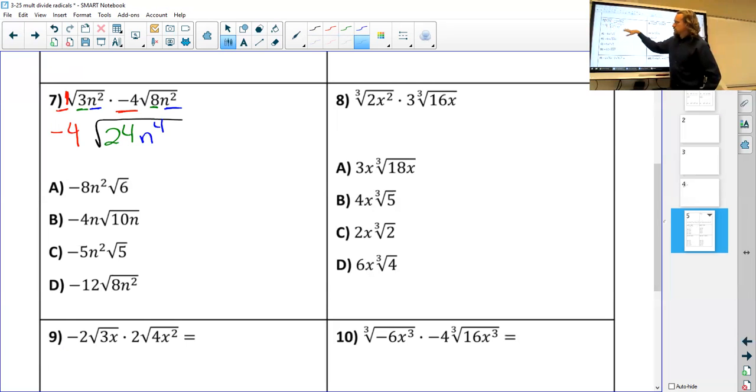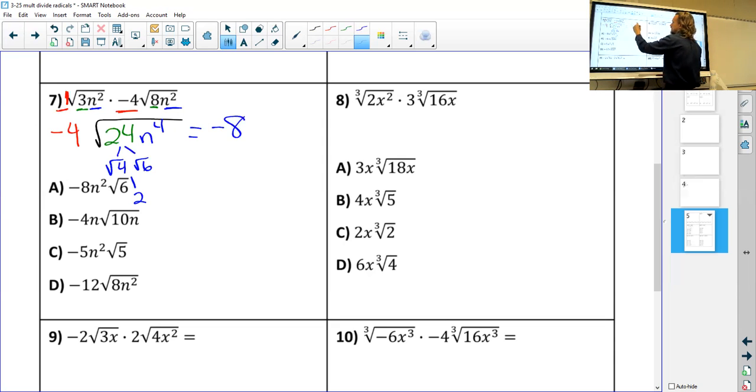And then we just need to simplify 24 n to the 4th. So this would be the square root of 4 times the square root of 6. And then the square root of 4 is 2. So I know I can take the square root of 2 out. So -4 times 2 is -8.